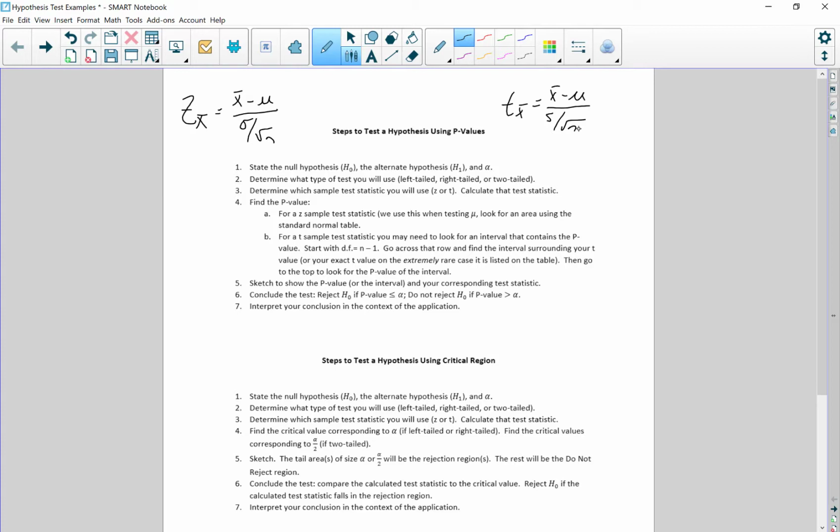Use the t-table to get the critical values if it's a t-statistic. Sketch your tails. The tails are going to be the rejection region. Everything else is the do not reject region. And then conclude the test by comparing your test statistic that you calculated in step 3 with that critical value or critical values that you found, and reject the null if it lies inside that rejection region. A sketch is always going to be really useful in this situation to compare.